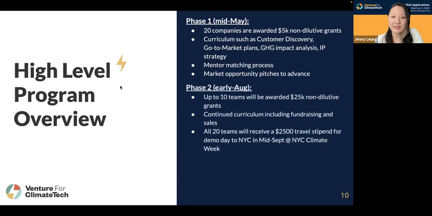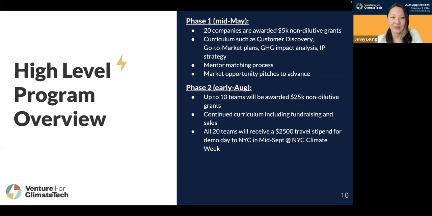So phase 2 will start in early August. There's no real gap between these. It's just that this is when it'll start as the curriculum goes. For those who pitch at the market opportunity pitch, up to 10 teams will be awarded $25,000 in non-dilutive grants. However, this doesn't mean that the other 10 who pitch are just out of the program. We highly encourage you to continue on because the curriculum continues to talk through fundraising and sales. And then also we will have a demo day at the end of all of this.